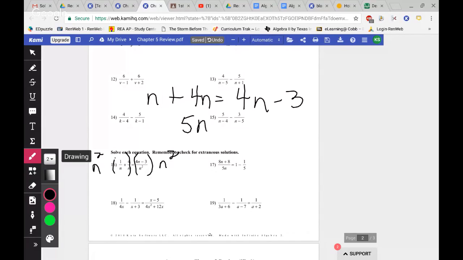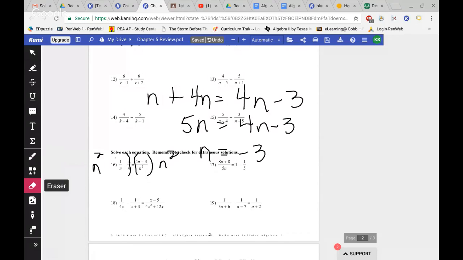Combine like terms. Then solve by bringing your 4n from the right to the left by subtracting 4n from both sides. That's going to give you n equals negative 3. Double check your -3 plugged back into your original equation. And if it gives you a 0 in the denominator, that would be an extraneous solution, but there isn't, so you're good. N equals -3 is correct.